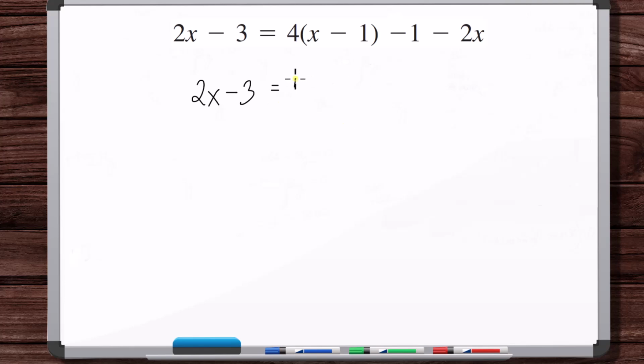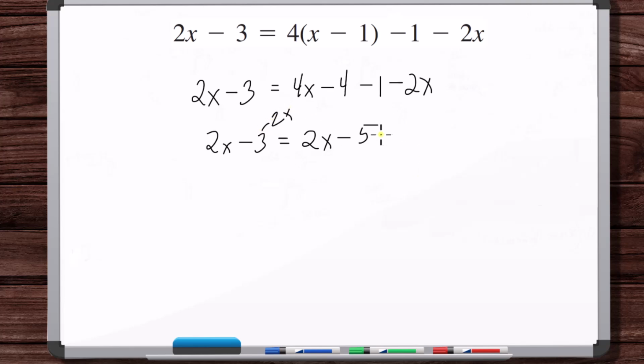Let's simplify the right side. So 4x minus 4 minus 1 minus 2x. Okay, now let's see. 4x minus 2x is 2x. Minus 4 minus 1 is minus 5. Okay, now we can subtract 2x from both sides. And we're going to get minus 3 is equal to minus 5. Okay, so what does this mean? This is different.